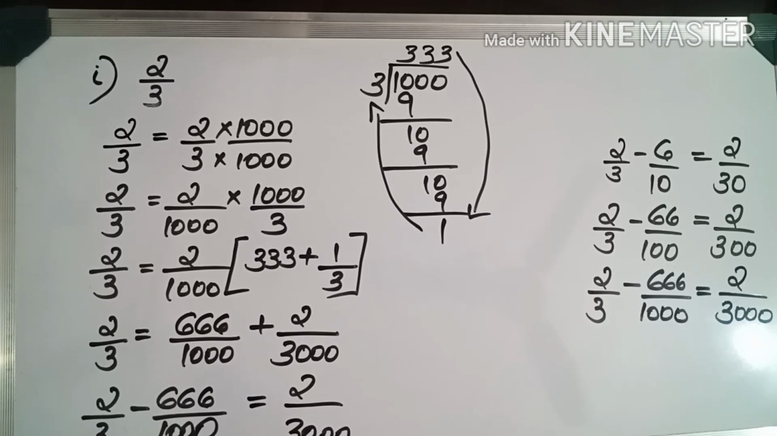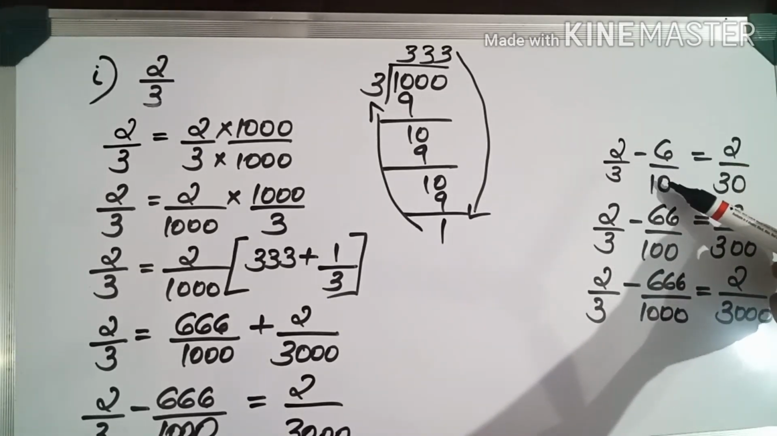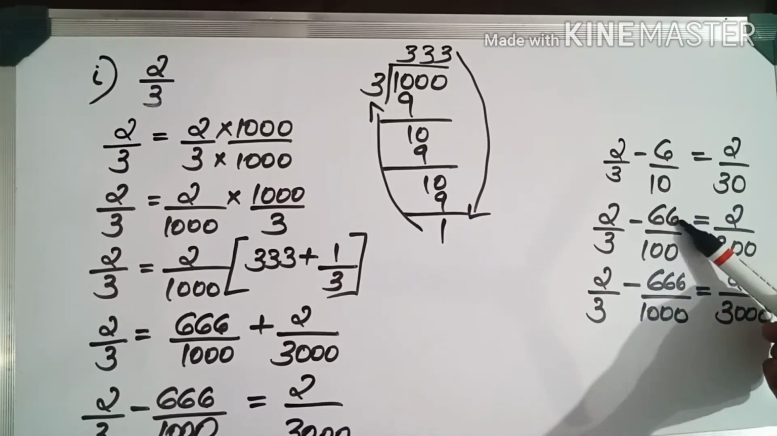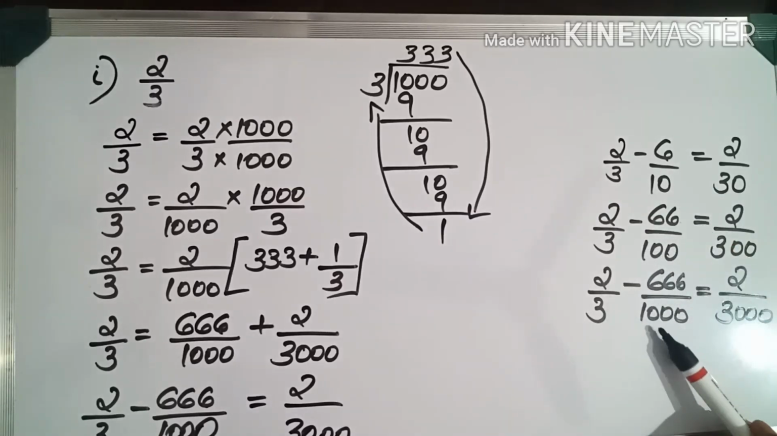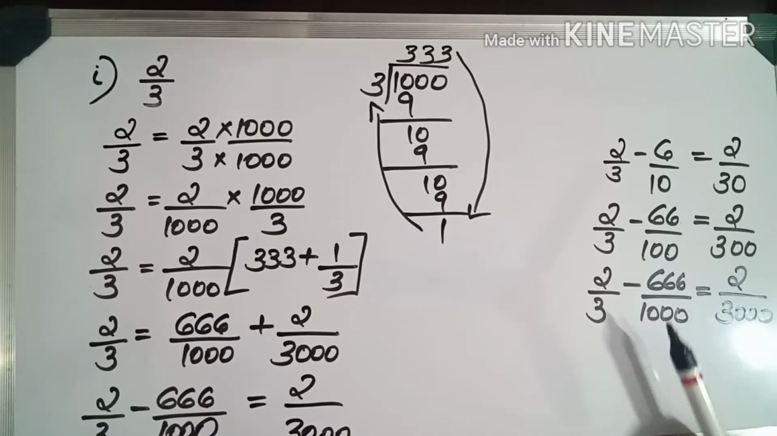Okay, it's enough. Now check. Closer and closer to 10, the answer is 6 by 10. For closer and closer to 100, the answer is 66 by 100. Now for 1000, 666 by 1000. What will be the next one? 6666 divided by 10,000. It will repeat. It will continue like this.